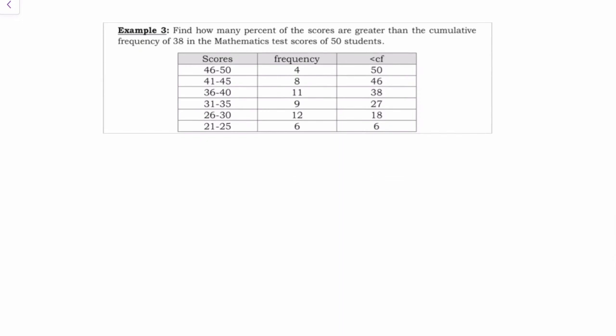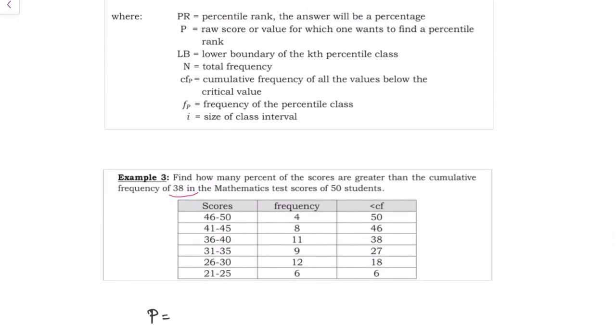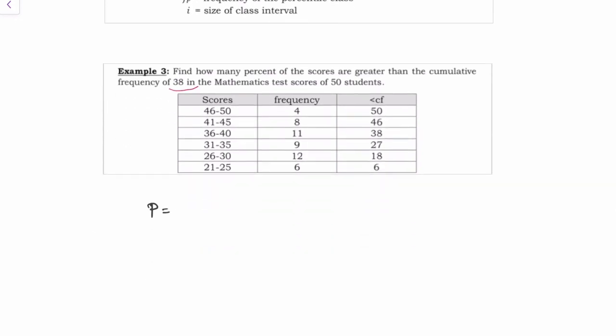Example 3. Find how many percent of the scores are greater than the cumulative frequency of 38 in the mathematics test scores of 50 students. Now, let us write all the given. So, what is the 38 here? 38 here is the P, the raw score or value for which one wants to find a percentile rank. So the given is 38.